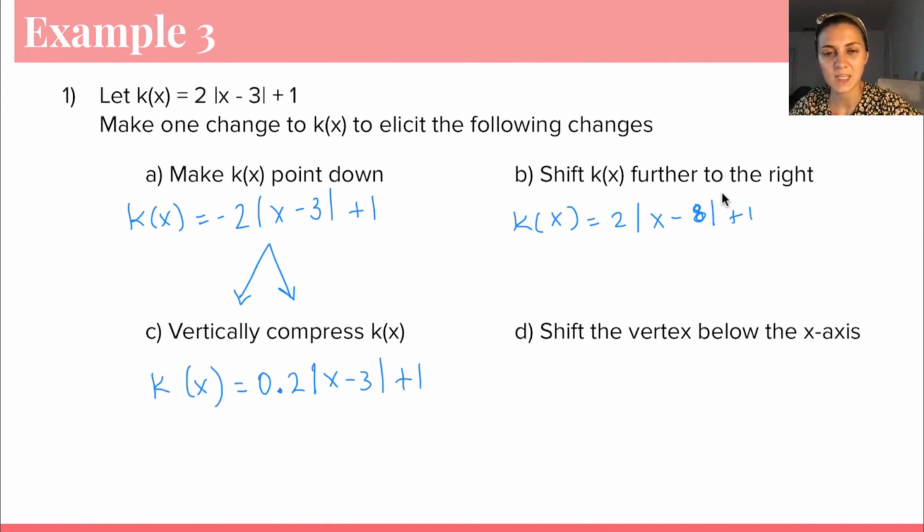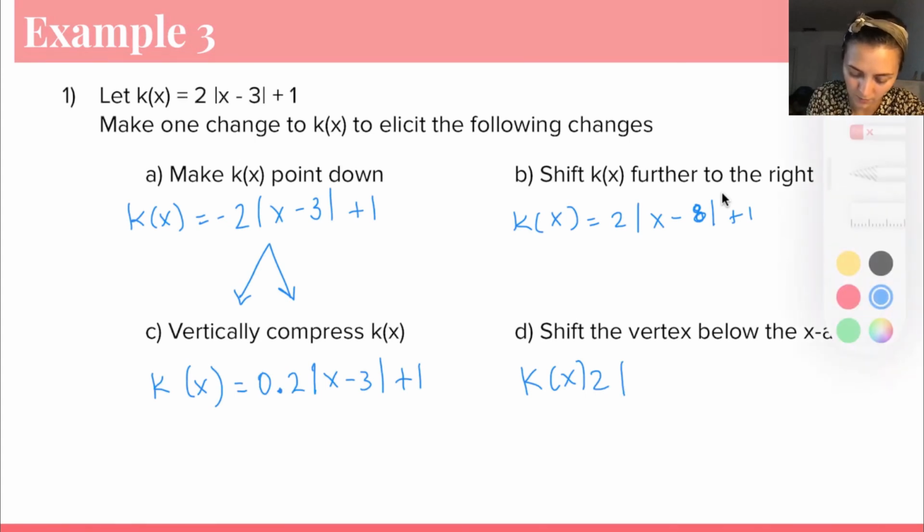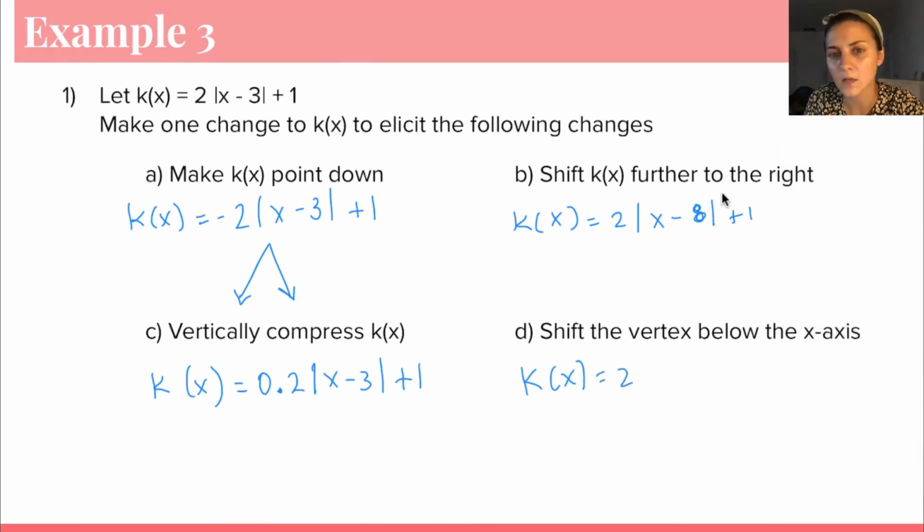Then finally D, shift the vertex below the x-axis. So right now that plus 1 has the absolute value shifted up 1. So I want to shift the vertex below the x-axis, which just means I need to make the k value negative. So my k value needs to be negative. Everything else can stay the same. Negative, what'd you say? Negative 3? Okay, cool. It has that double negative 3 look then. So that will shift the vertex down.